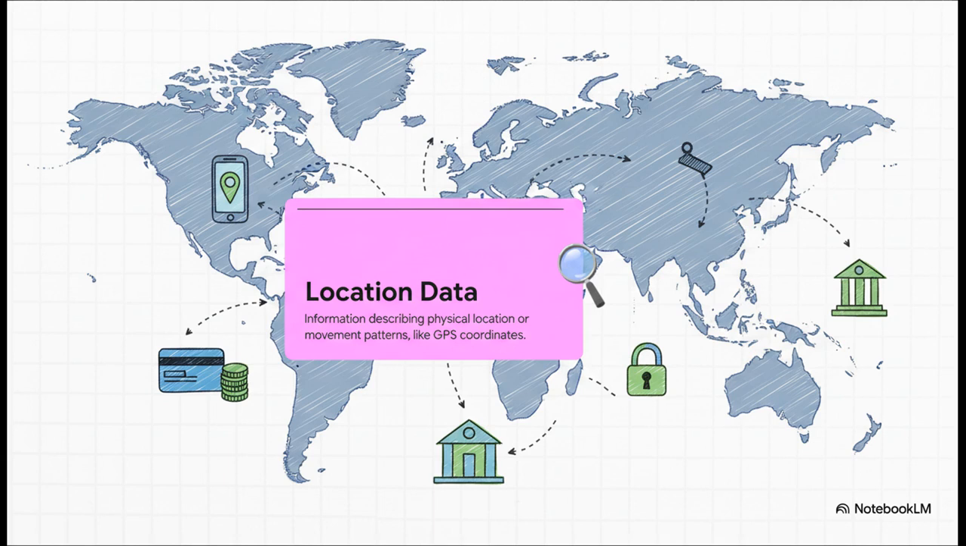Then we have location data. Conceptually, it's pretty straightforward, but it's incredibly sensitive stuff. It describes the physical location or movement patterns of an individual. Think along the lines of logging exact GPS coordinates every single time a customer opens your mobile banking app.